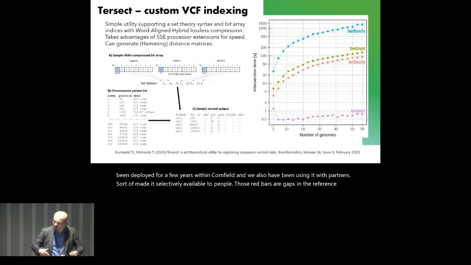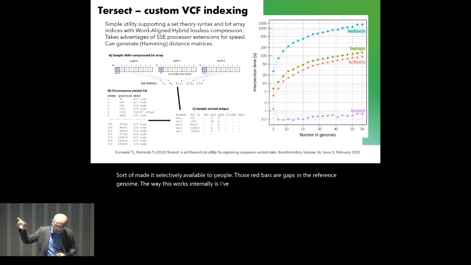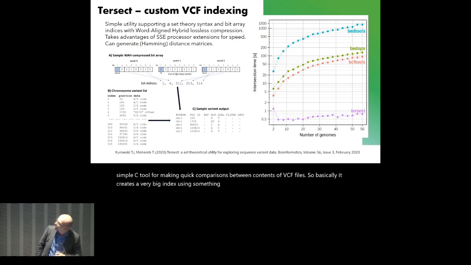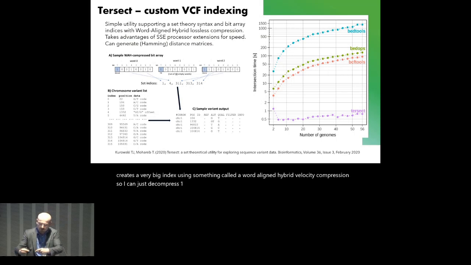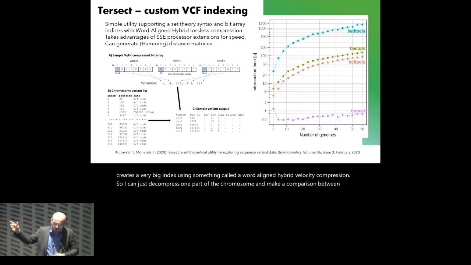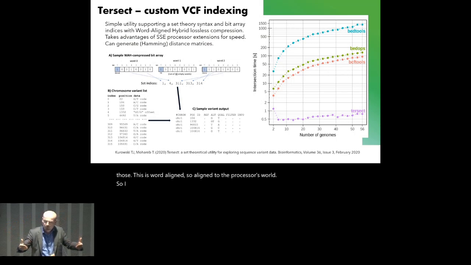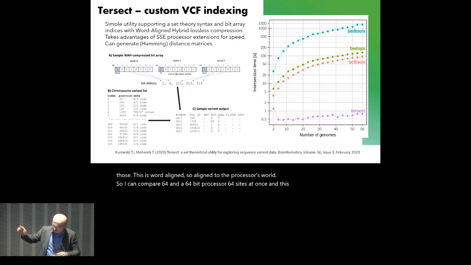The way this works internally is I've made a C-based utility called Tersect, which is basically a simple C tool for making quick comparisons between contents of VCF files. So basically it creates a very big index using something called a word-aligned hybrid lossless compression. So I can just decompress one part of a chromosome and make a comparison between those. This is word-aligned, so aligned to the processor's word. So on a 64-bit processor, I can compare 64 sites at once. And this is very fast.